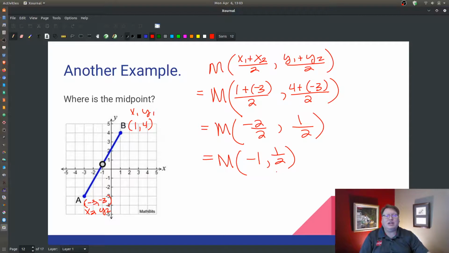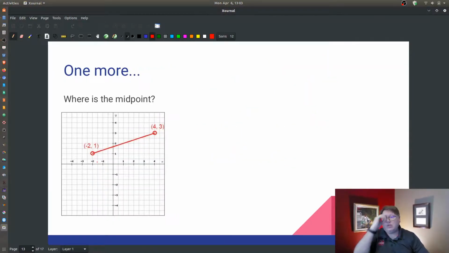So again, even though the midpoint doesn't sit at a, quote, nice location because I don't get integer values, it's still an easy calculation. You just simply plug the values of your endpoint coordinates into the formula and simplify. And let's do one more together.